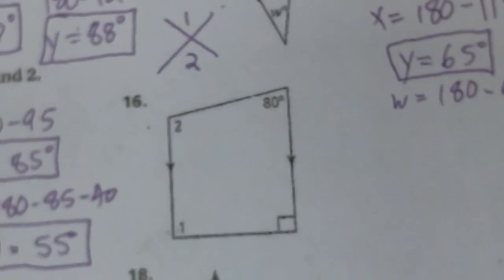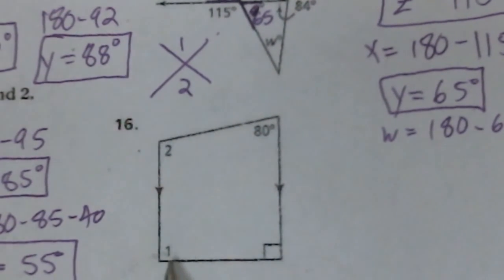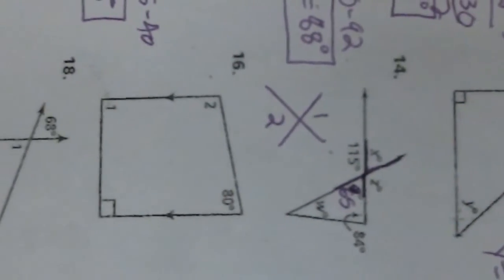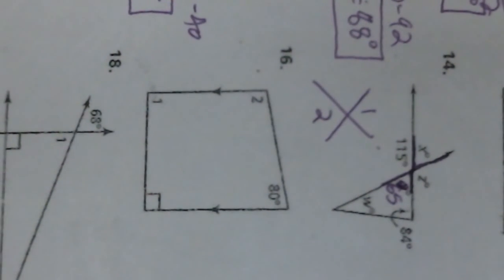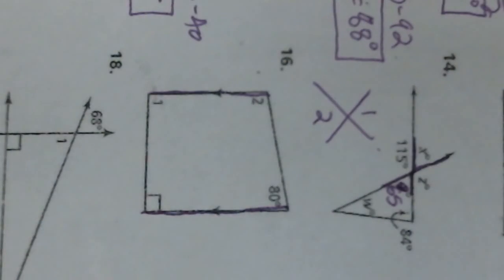Okay, number 16. Find the values of angles 1 and 2. Okay, well, this one maybe is a little bit easier if you turn it sideways like this. These lines are parallel, which means all of my corresponding, alternate interior, all that stuff comes into play.